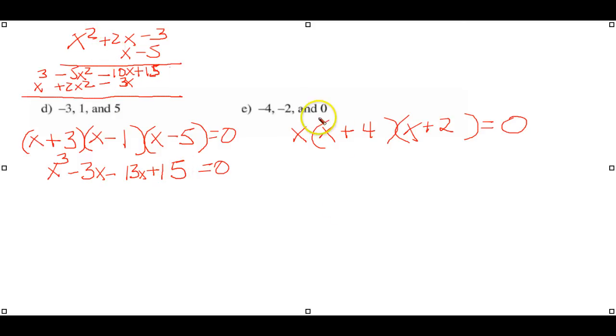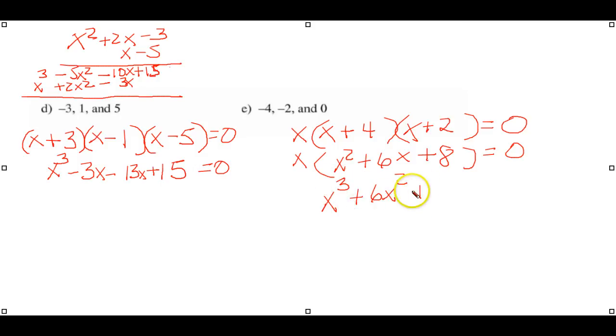Okay, now for this one, again, the key here is you have the x equals 0, so that doesn't have any of these. So you're just going to FOIL this, and that gives you x squared plus 6x plus 8. And then you distribute the x. So you get x cubed plus 6x squared plus 8x equals 0.